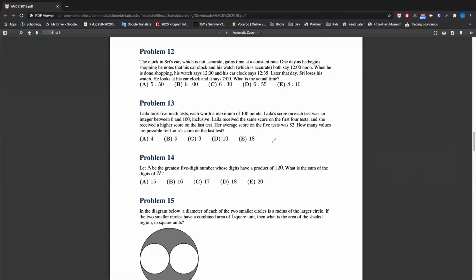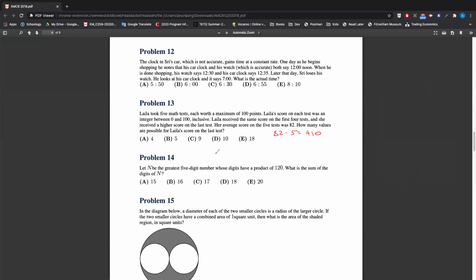So if the average of 5 tests was 82, then we can find the total of all the tests just by multiplying by 5. And the reason for that is because to get the average, we would have had to take the total and divide by the number of tests. So we're just doing the same thing in reverse. Okay, so we know the total is 410. And we want to know how many possible values there are for the last test.